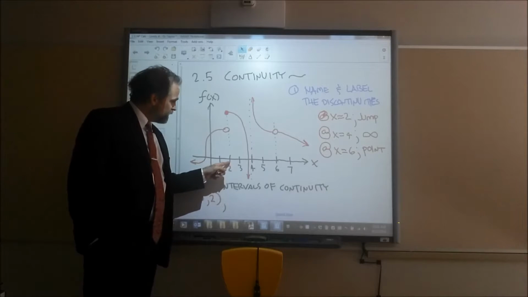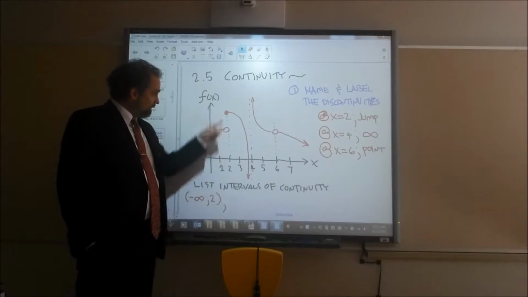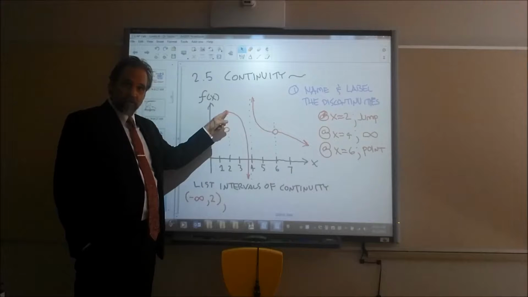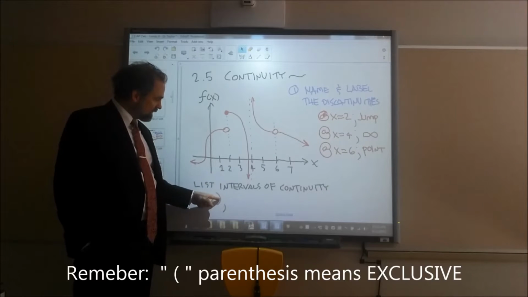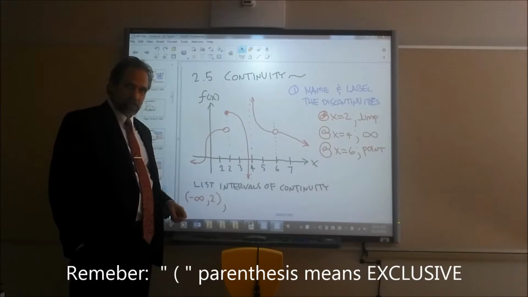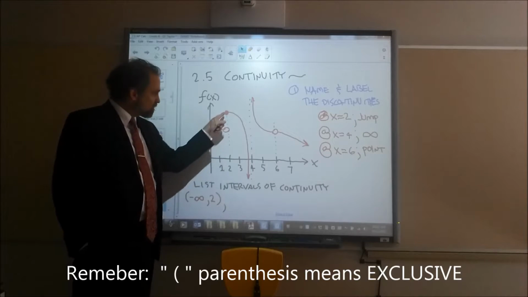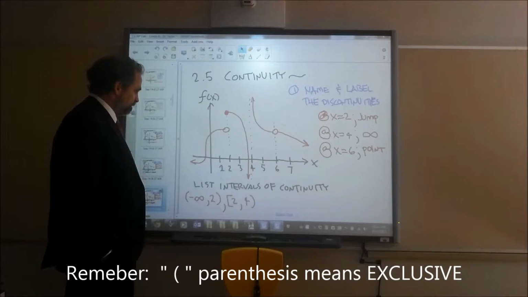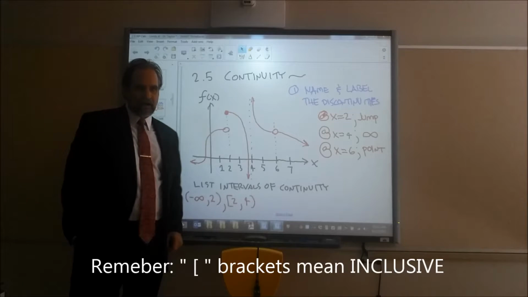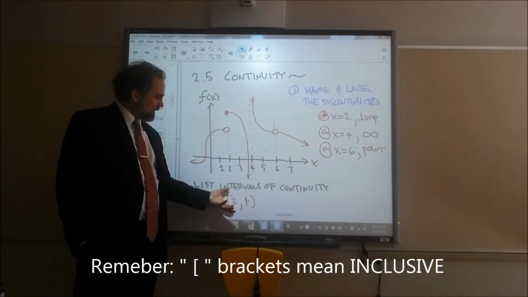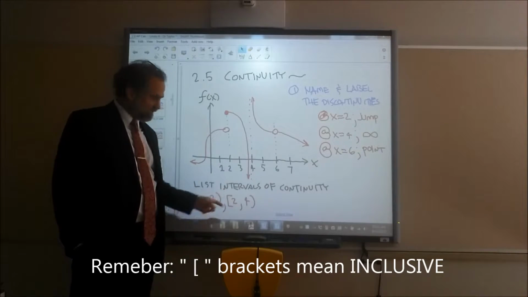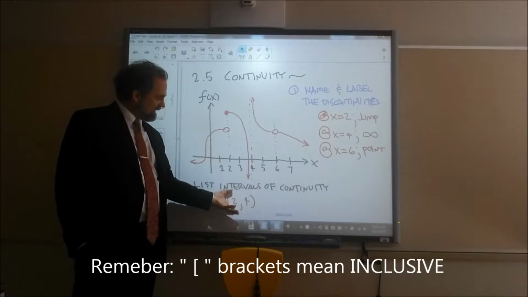So I don't include 2 here, do I? But on this part, do I include 2? I absolutely do. So can I just use a comma there? I don't think so. I have to include 2 somehow. That's how: the square bracket. Remember the square bracket I said was inclusive? This is exclusive. This is inclusive.